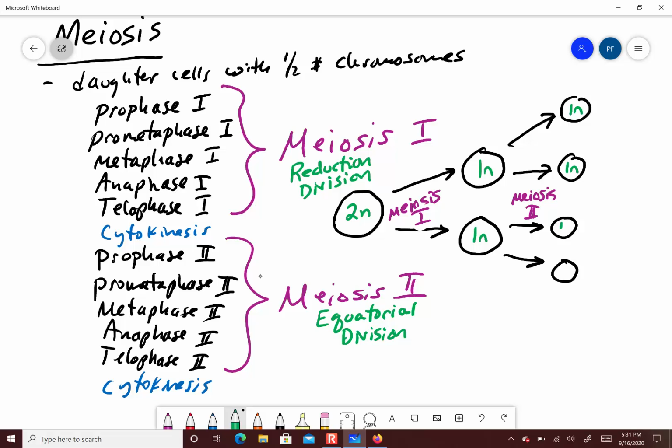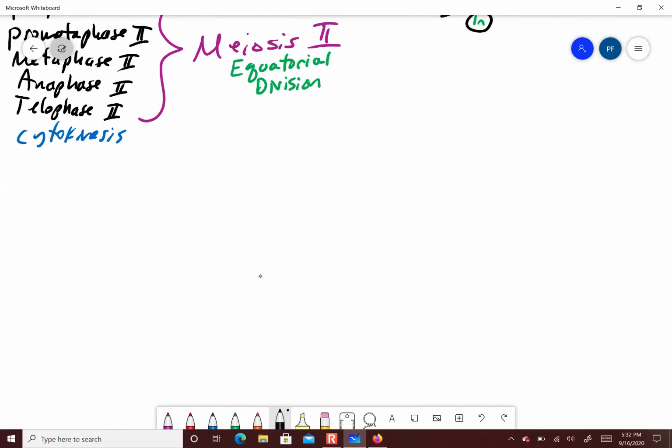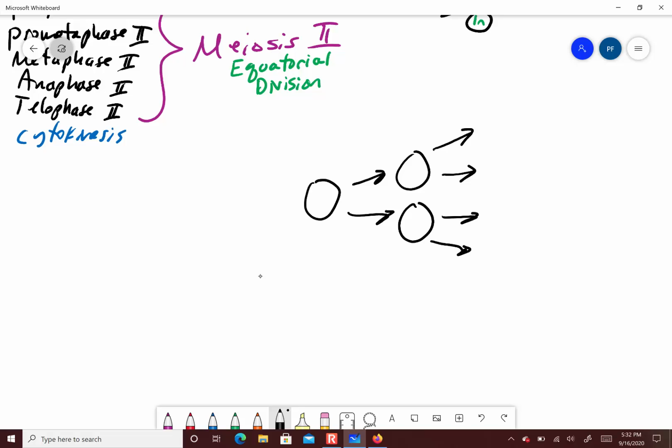So these last four cells would stay as 1N. All right, we don't split it in half twice. We don't want that. We just want to split it in half once. And we split it in half once during meiosis 1. That's when we're doing the splitting. And then with chromosome numbers, like we looked at with mitosis, we can do the same thing here. We just got to follow them through two divisions.